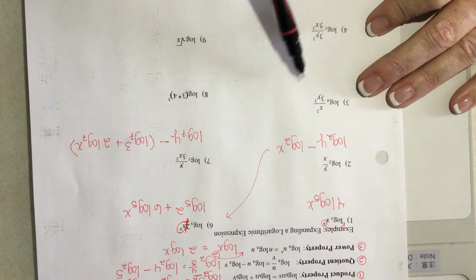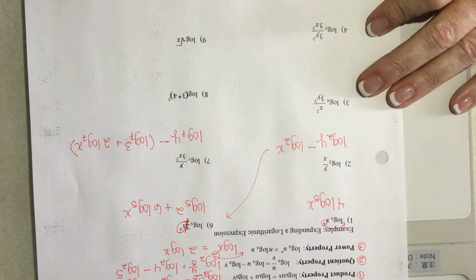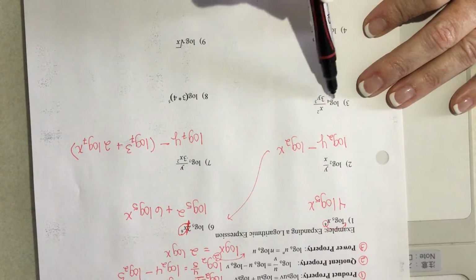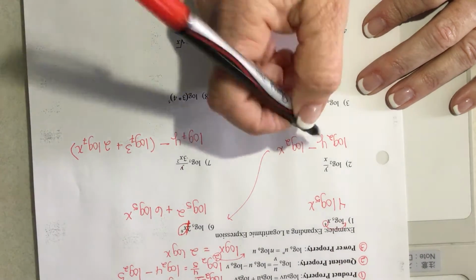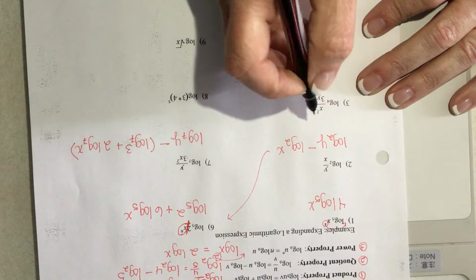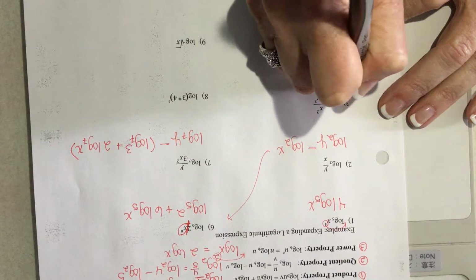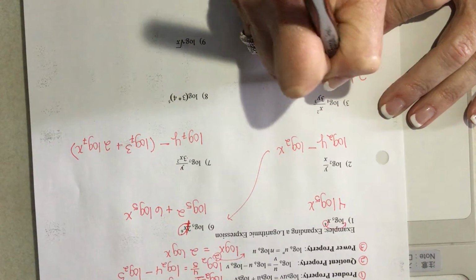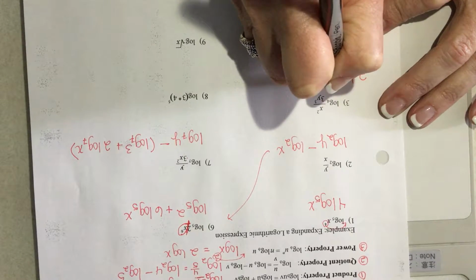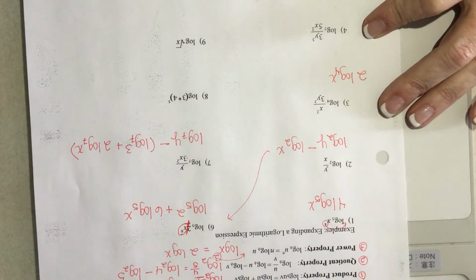First thing I have is how many factors do I have? 3. So how many logs am I going to write? 3. So I'm going to start with the numerator, and that's pretty straightforward except for the fact I've got an exponent. So that exponent comes out in front. So I'm going to write 2 log base 4 of x.